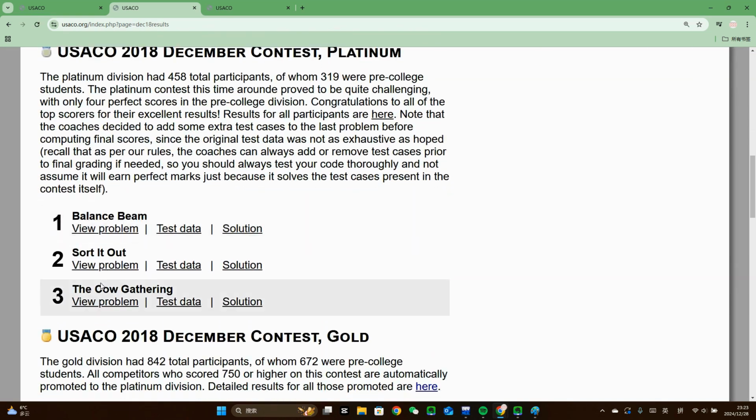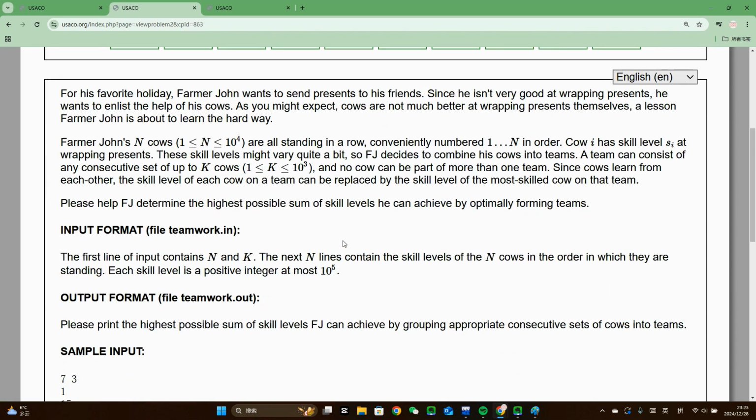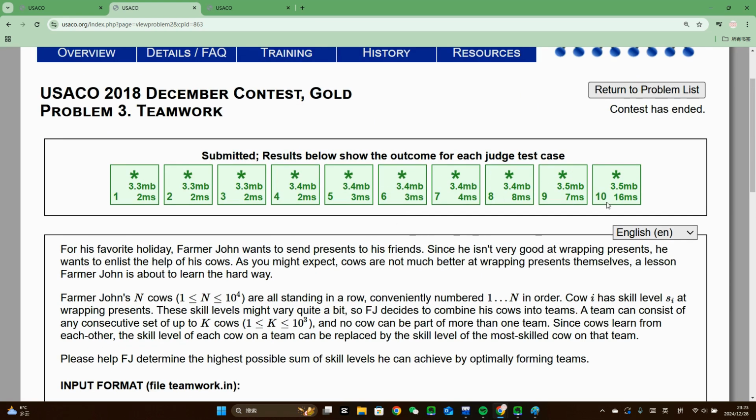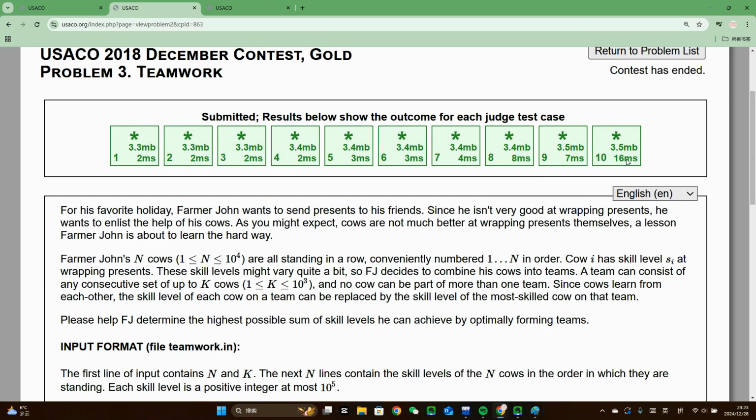And the last one is really easy, actually, teamwork. I think I solved it a while ago, but I don't remember anything from the last time I solved it, and it's still surprisingly easy this time. And actually, the time complexity is pretty high since my algorithm was NK, which is 10 to the 7th power, but still only 16 milliseconds.